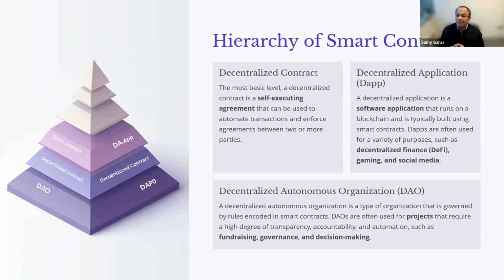A decentralized application that runs on the blockchain is typically built using a smart contract. So remember, the dApp comes on as the third layer here for a variety of purposes like decentralized finance, gaming, social media, and so on. So let us talk about those three in brief.